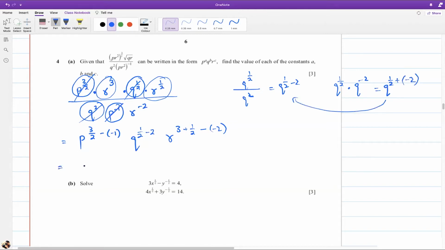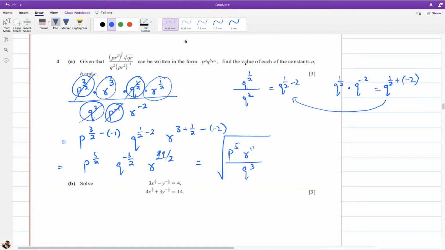So this way I'll get p power 5 by 2, this way I'll get minus 3 by 2, and this way I'll get 11 by 2. So I can just combine them all. P power 5, r power 11 over q power 3, all under a square root. Why square root? Because they all have power half in them. So I can just do that, or you can leave it this way.